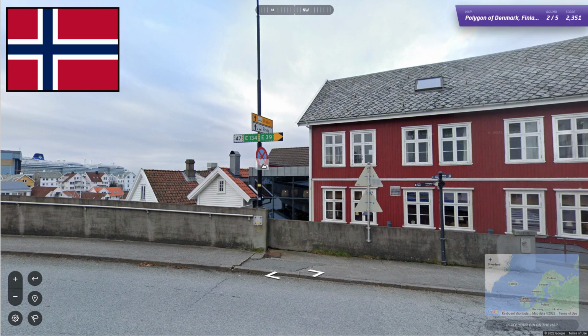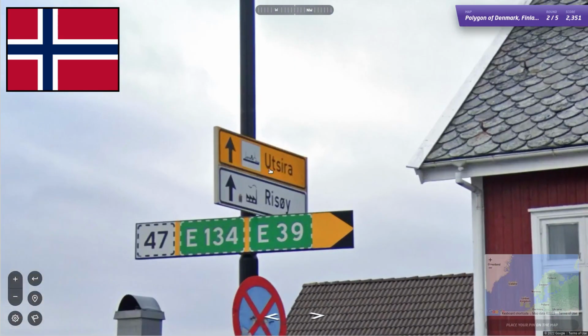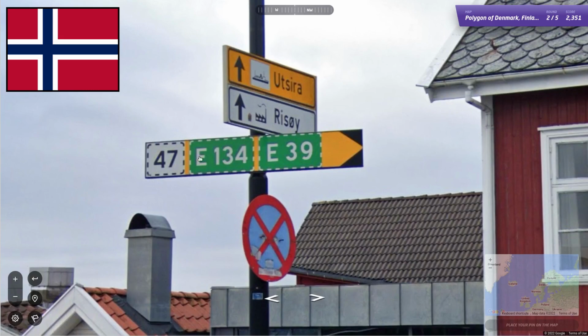Here we can see the Norwegian signs, which are very often with yellow background and black arrows. And also you see these road numbers.